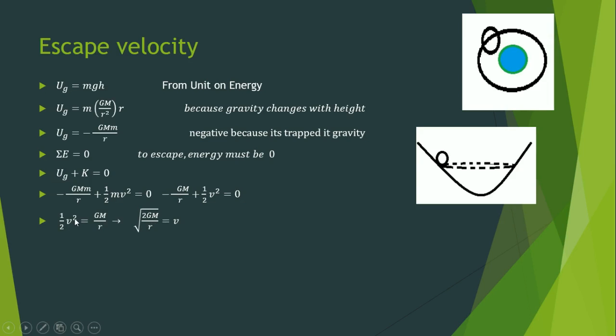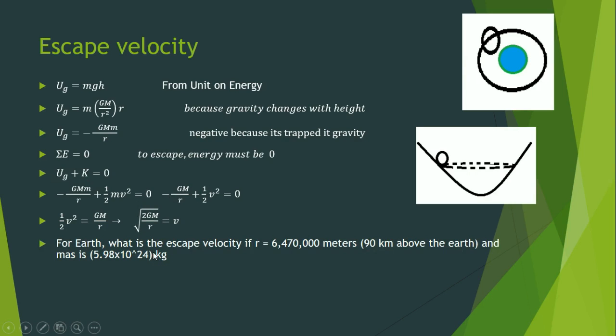And then because it's v squared, we just take a square root. So this is our formula for escape velocity. So let's calculate the escape velocity for Earth if we're 90 kilometers above the Earth.